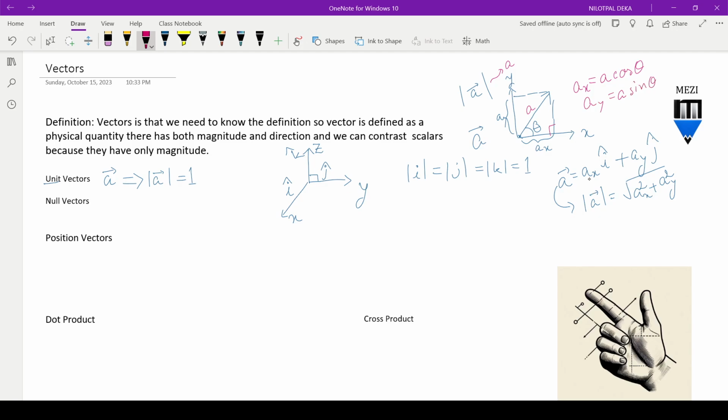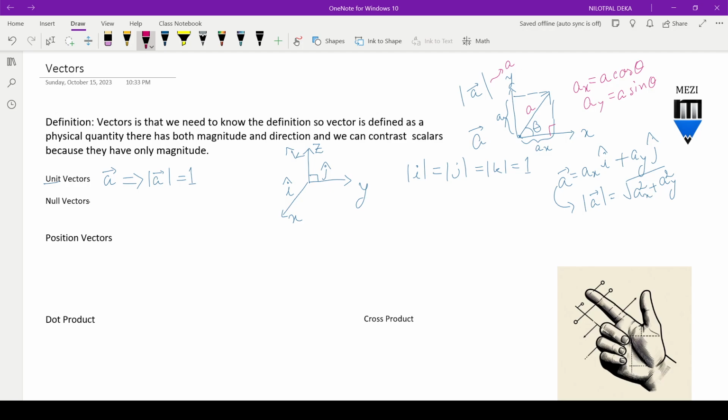So instead of writing ax i cap plus ay j cap, I can simply write A cos theta i cap plus A sin theta j cap. And that is actually useful because many times we do not know the value of ax, but we know the value of the angle. So it could be useful to write the notation as A cos theta and A sin theta. As we go along, we'll discuss this further if required. But for now, let's move to the next topic.